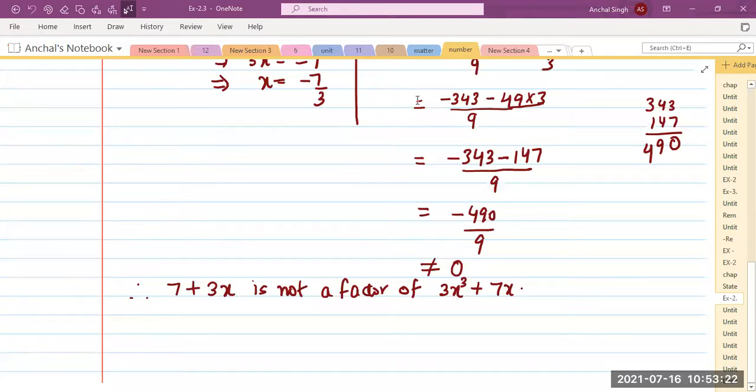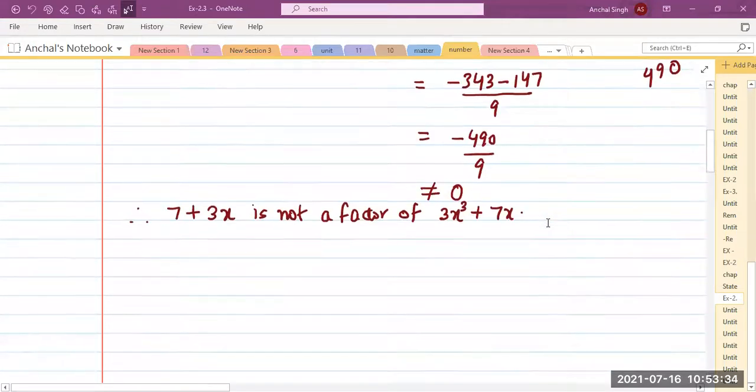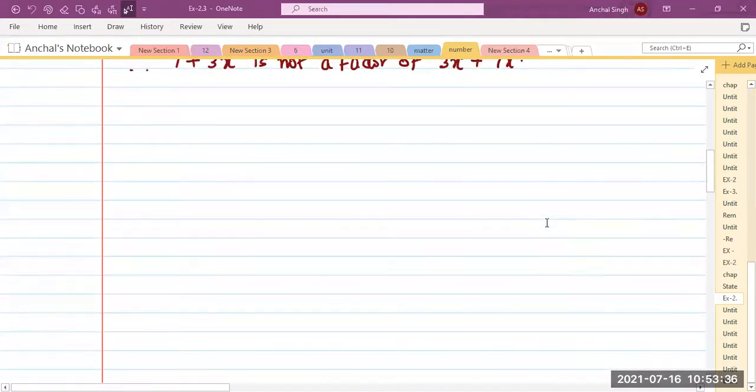Okay. So can we start the next exercise? So now we are going to start exercise 2.4, which is completely based on application of factor theorem. So give the heading below exercise 2.4. Okay. So next exercise is exercise 2.4.